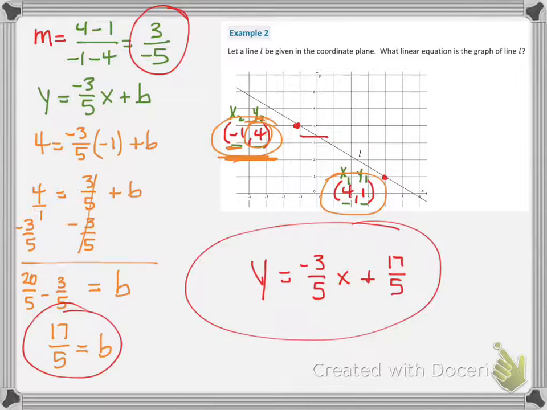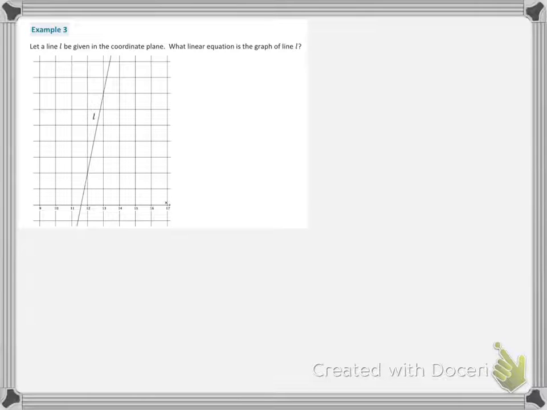All right, let's do another one. Let's see, I've got a point here. That is the point, let's see, that's 13 and something. Looks like we're just going up. 1, 2, 3, 4, 5, 6, 7. 13, 7. And then I have another point, looks like right here. Here, there we go. And that's the point 12, 2. So there's my 2 points that I can use to calculate slope.